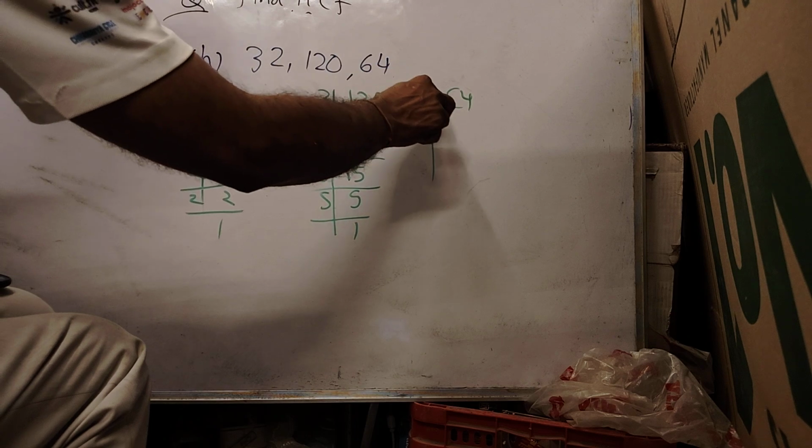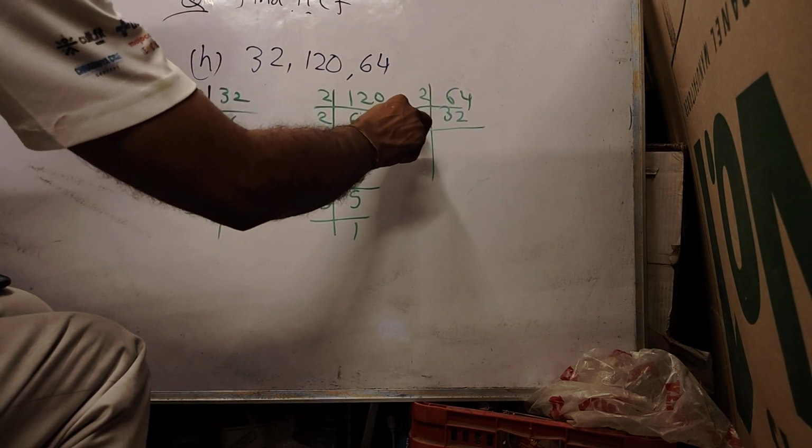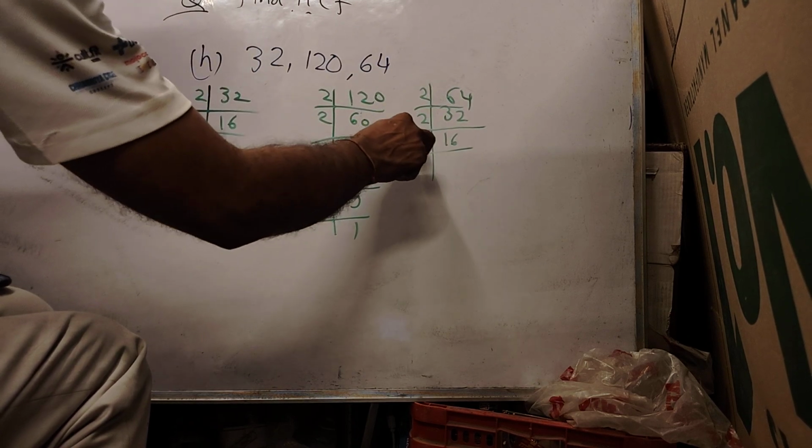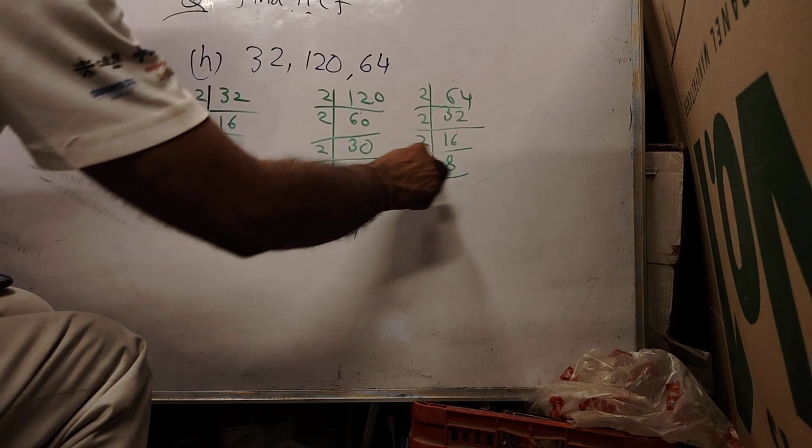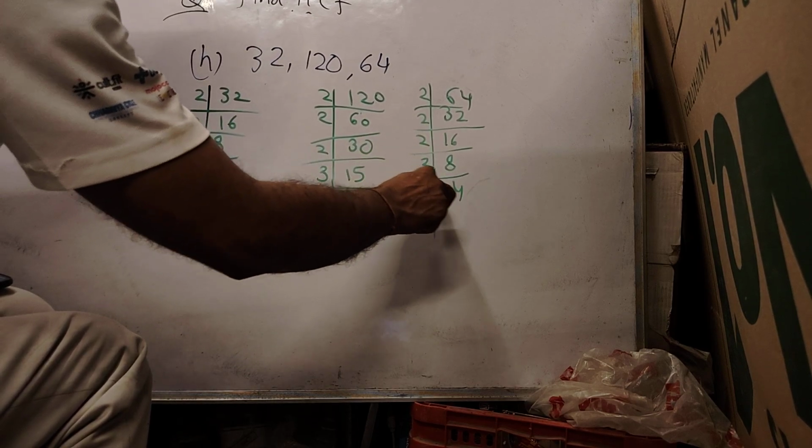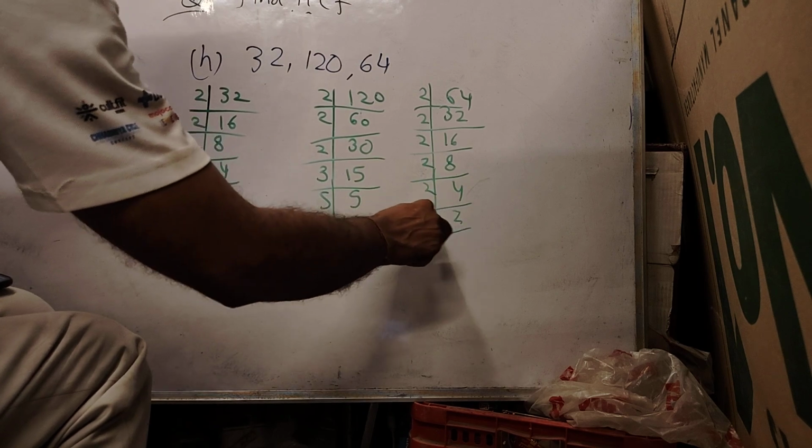Come to 64. It divides by 2 to give 32. Again 2, 16. Now 2, 8. Now 2, 4. Now 2, 2, and 2 one time.